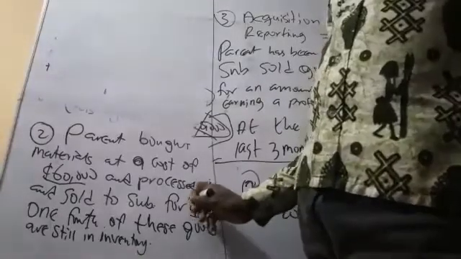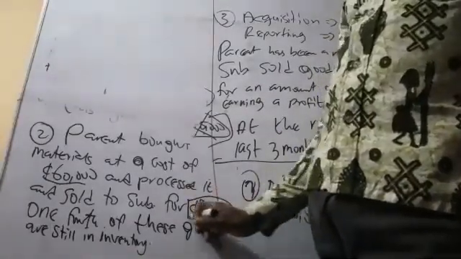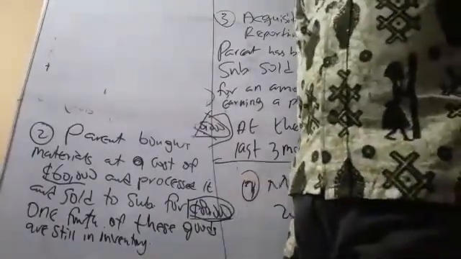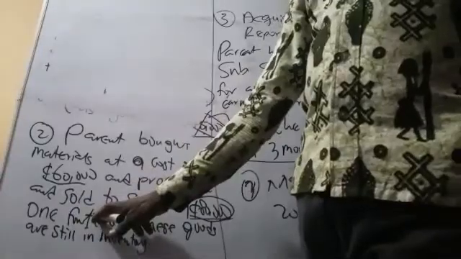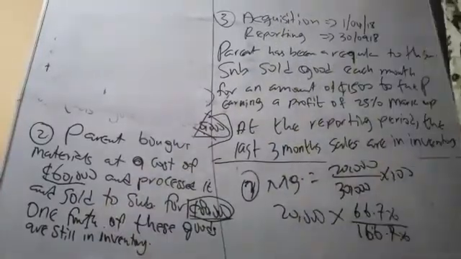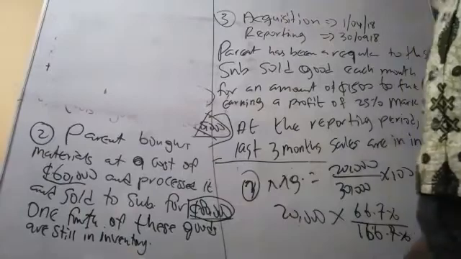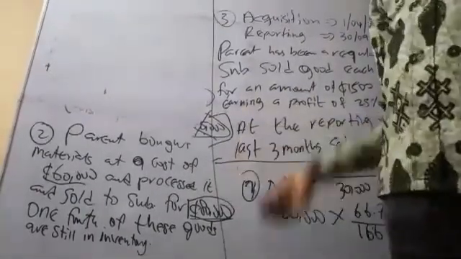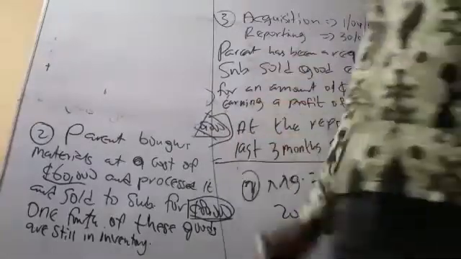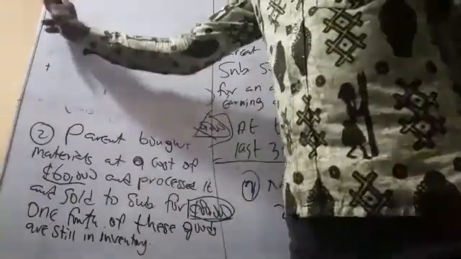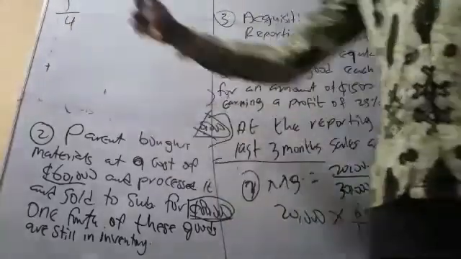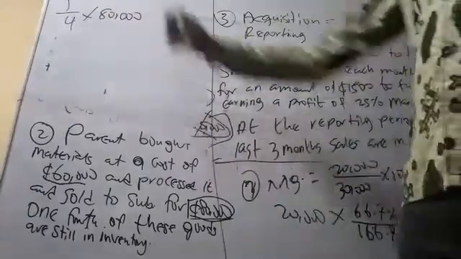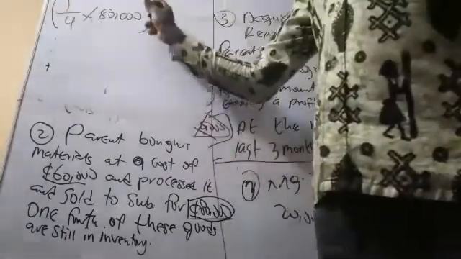So now the central focus is on this. Sales is 80,000. And then what's the goods left in inventory? One fourth. So 1/4 of the 80,000 is still inventory. Then you find a profit loading on these goods. So what's the goods left in inventory first? Goods left in inventory is 1/4 times 80,000. Close it. Times the profit loading.